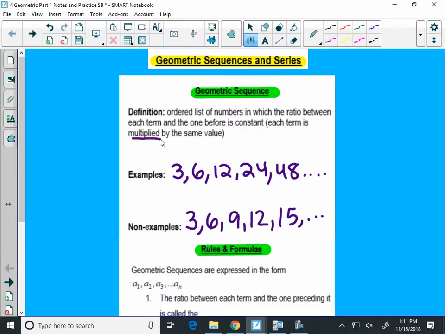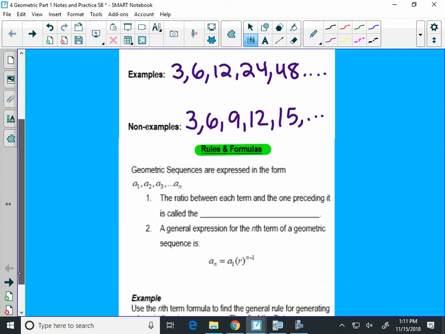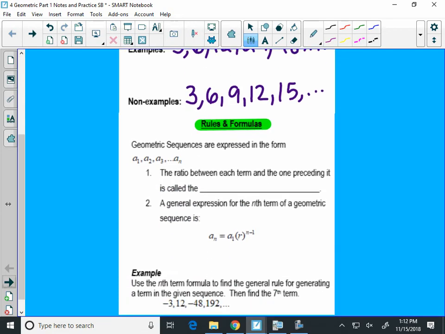So we have these sequences, and there's a formula, right? There's a sequence formula and a series formula. Now we call the number that you multiply by every time to get from one term to the next the common ratio. It's similar to the common difference, but instead of the D, we're going to call it the common ratio R. So in your formula, you're going to have an R.